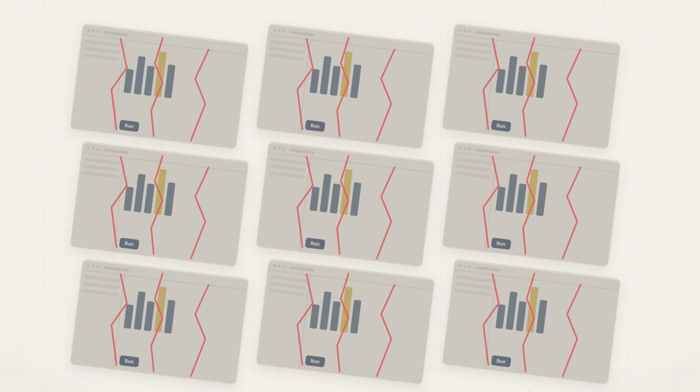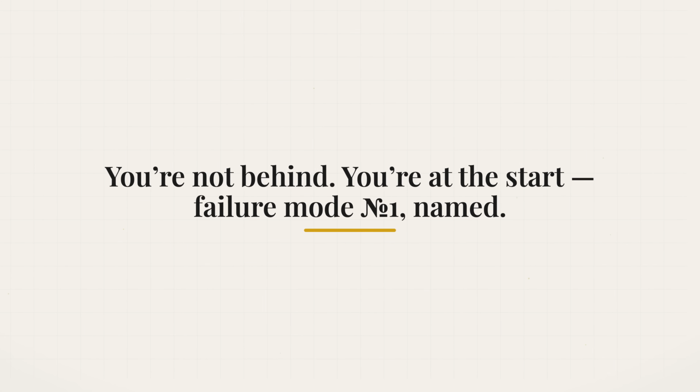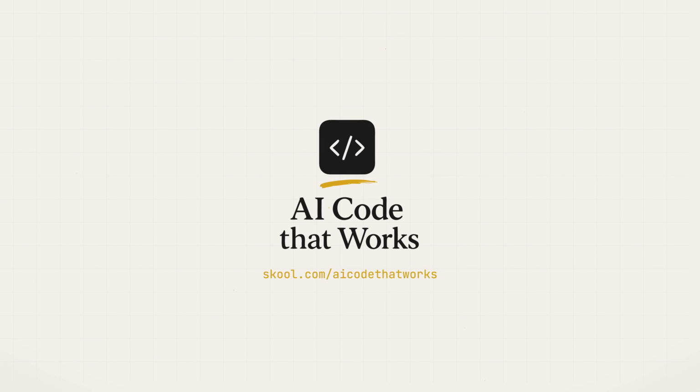So if you've lived this exact arc, the magic, then the crash, good. You've got the most common starting condition there is. Almost everyone hits this same wall. You just got here, and now you know the first failure mode by name. Next, we name the loop you fall into right after the crash, the one where every fix breaks something else, and you start to feel like you're playing whack-a-mole with your own app. It's failure mode number 2, and once you see it, you can't unsee it. I'll meet you there.